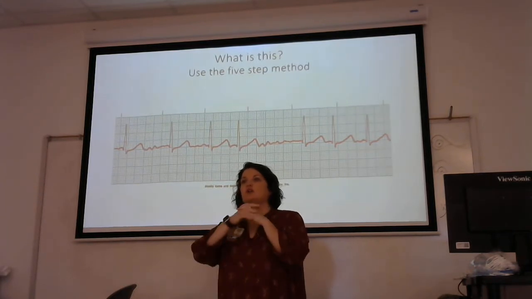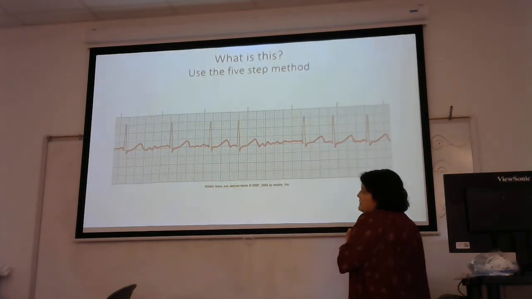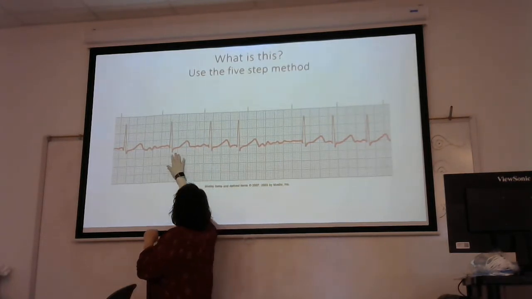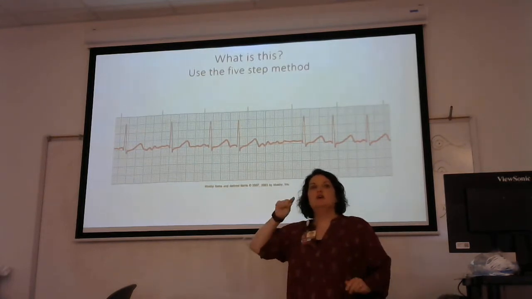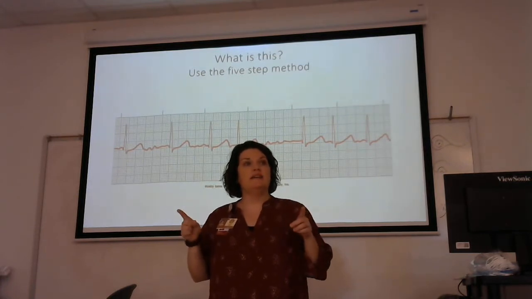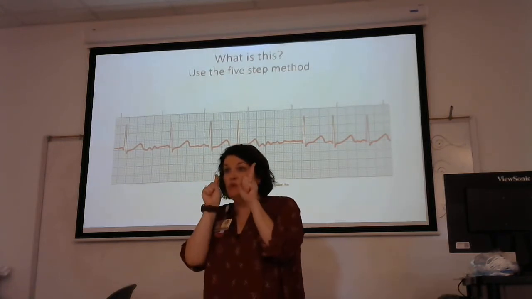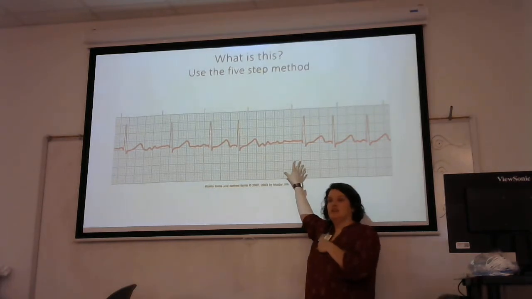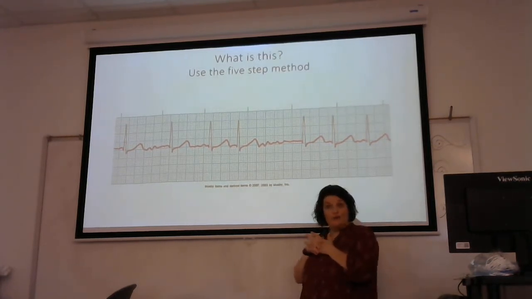Okay, so now go to your P waves. What do you notice? Do you have clearly defined P waves? No. So now you know what kind of dysrhythmia this is. If I don't have clearly defined P's, you know it's an atrial dysrhythmia. So now I got to figure out which one it is. Okay. So it's irregular. AFib. Controlled. Very good.